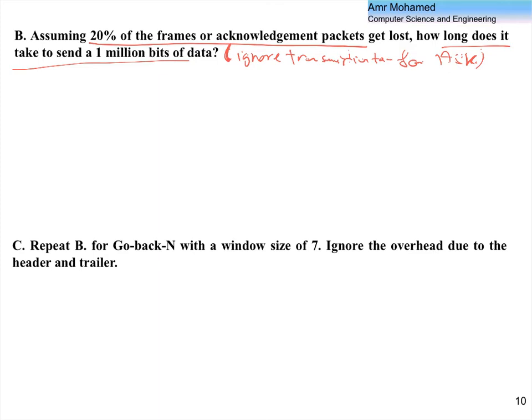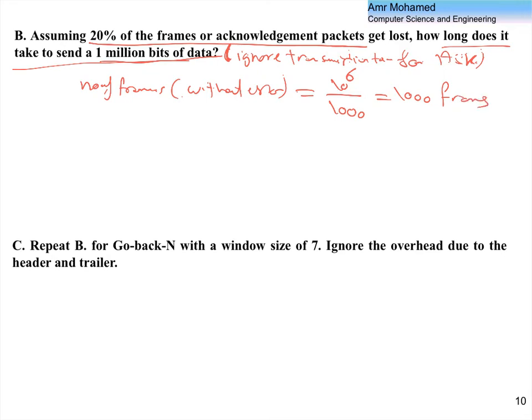So we need to transfer 1 million bits of data, a file which contains 1 million bits of data. So what is the number of frames we need to send without errors? This is what we have: 1 million bits divided by the length of the frame, which is 1,000. That's 1,000 frames, right? So let's just see the timeline of how we can send these 1,000 frames.